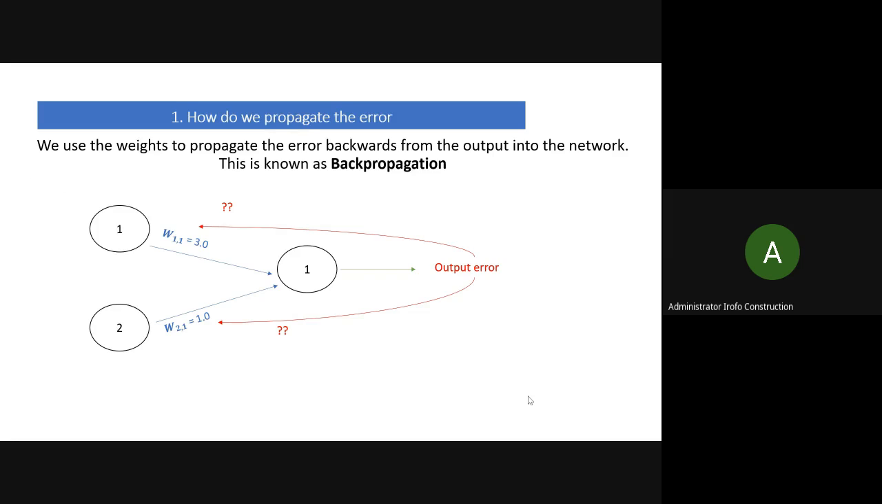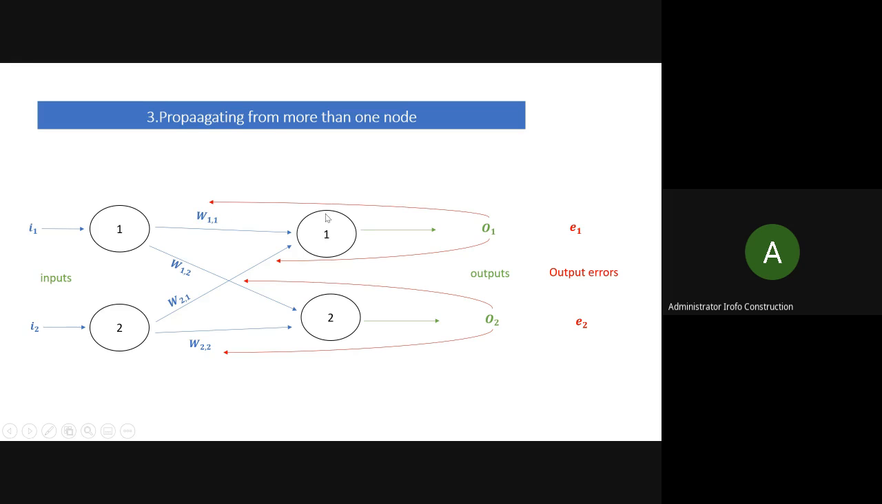That's why you're seeing something like this. So the error that we've gotten, how do we send it backwards? We are saying we can send it backwards by dividing it proportionally among the weight links, because each node here is going to give us an error.